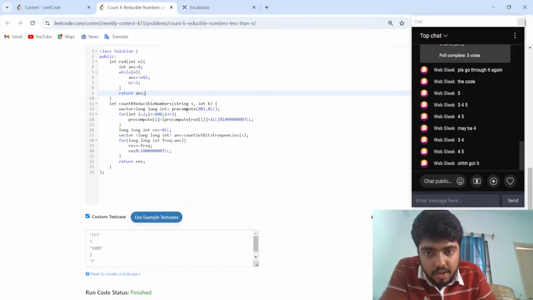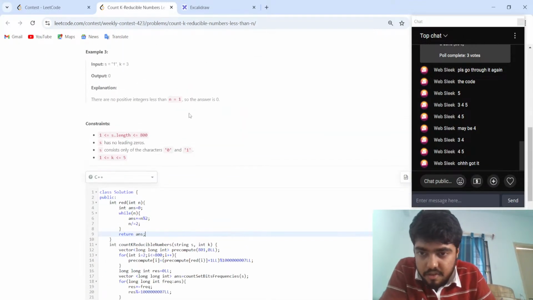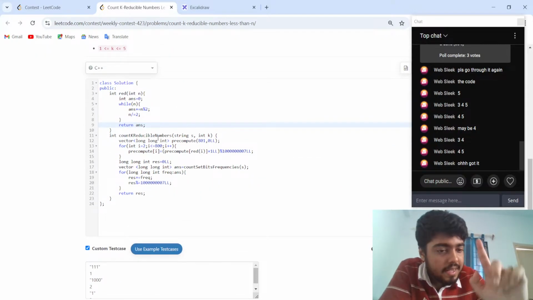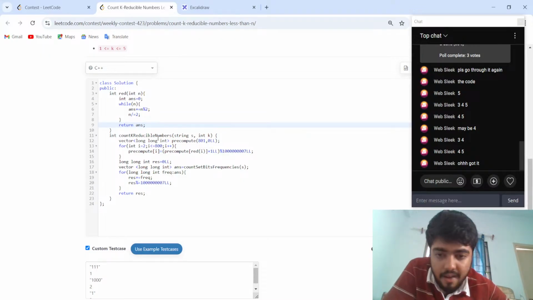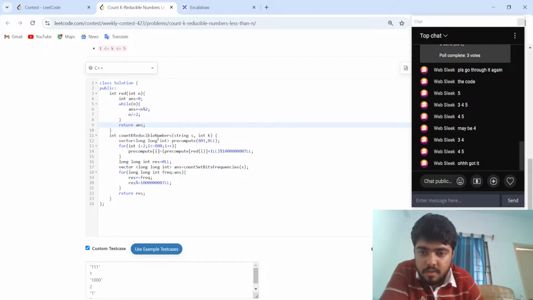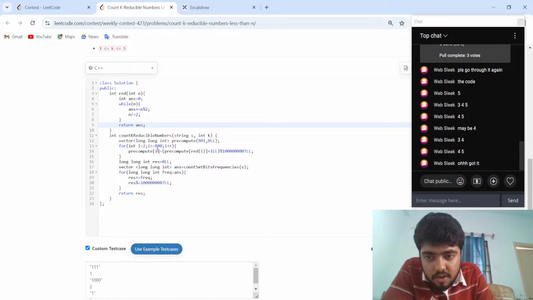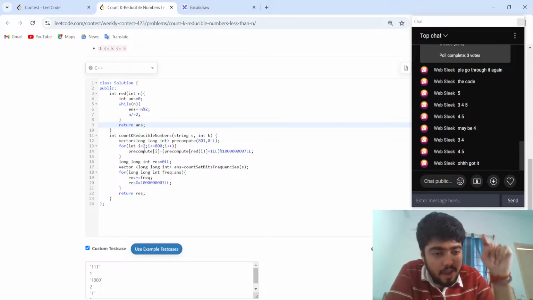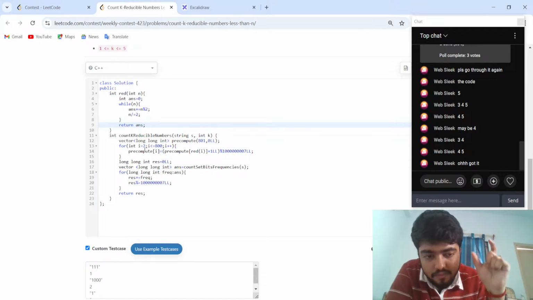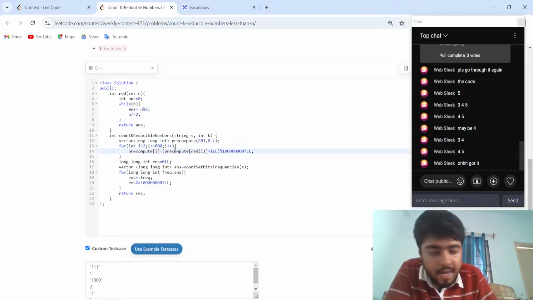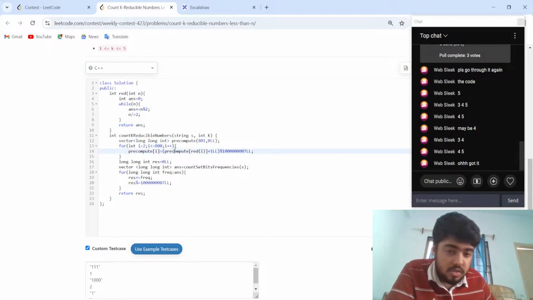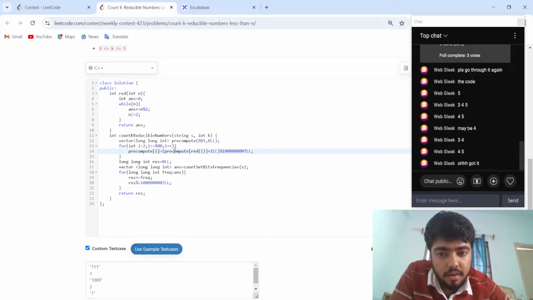Now see, we are having a pre-compute. Why do we have a pre-compute? Because we know that the length of the string is at most 800. So what is the maximum number of set bits it can have? It can have a maximum of 800 set bits. So we are going to compute, for every specific value, if we have i number of set bits, how many times we need to reduce it so that it becomes 1. That is what we are going to mainly discuss.